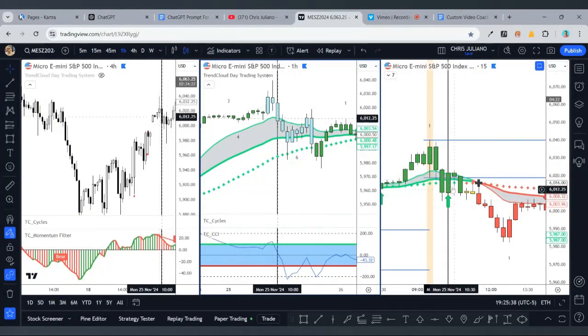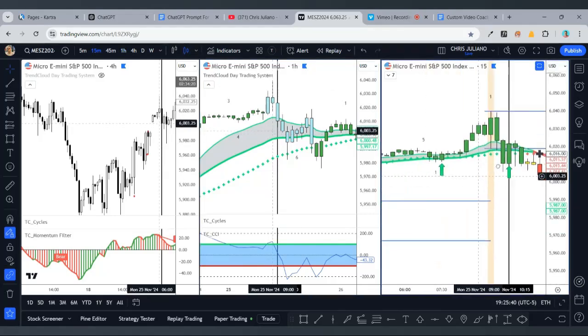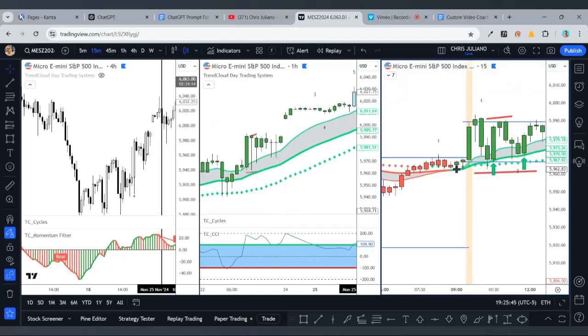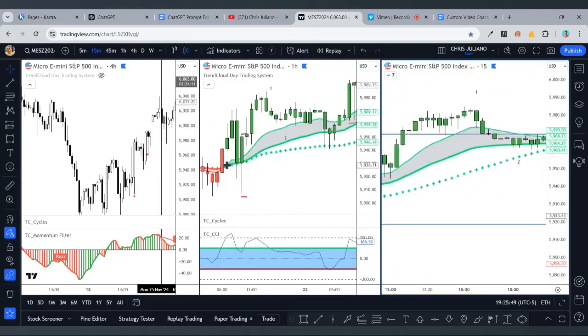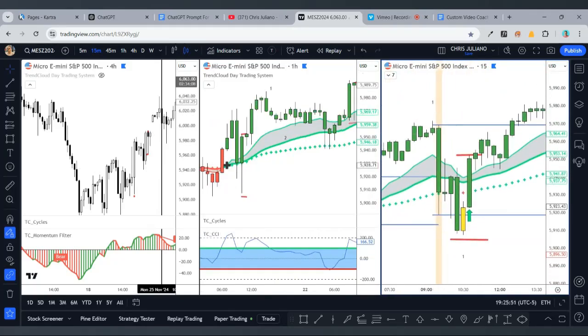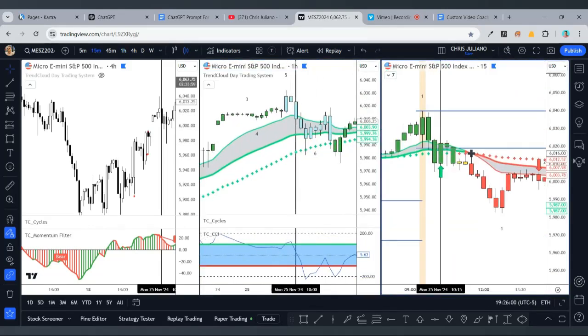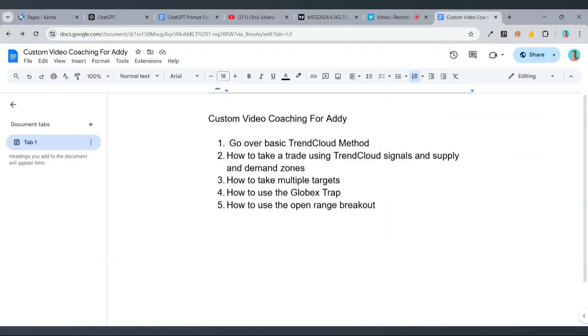It kept me out of this trade, but it kept me in all of these trades, from here all the way to here. All of these trades are good. And as soon as we became extended right here, that's it. No mas. We are not taking that trade. All right? So that is how you would use the opening range breakout to take a trade along with your TrendCloud method.